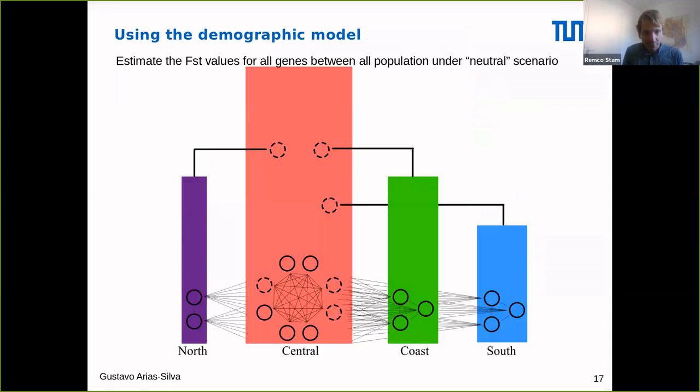And this is where the demography comes in. So we have this model, we know when the population split, and this also means that we can simulate what happens when you have a neutral evolutionary scenario, right? Just a species going from the north, splitting on the south, on the coast, and in the mountains. That generates diversity. We can calculate this, we can estimate this, and then we can compare this estimation with our actual values. And this is what we've done.